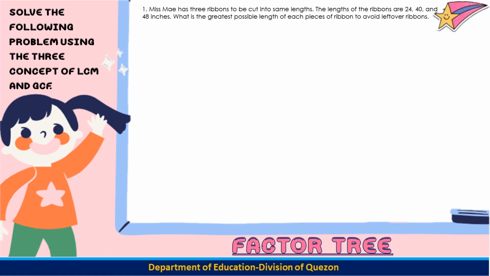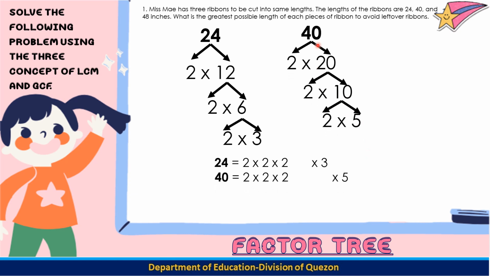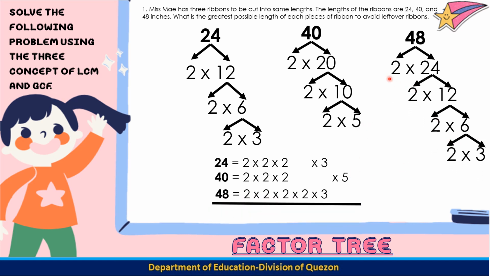Next one. The next one is factor tree or prime factorization. The first number, 24. The factors are 2 times 2 times 2 times 3. The second number, 40, the factors are 2 times 2 times 2 times 5. And the last number, 48, the factors are 2 times 2 times 2 times 2 times 3.